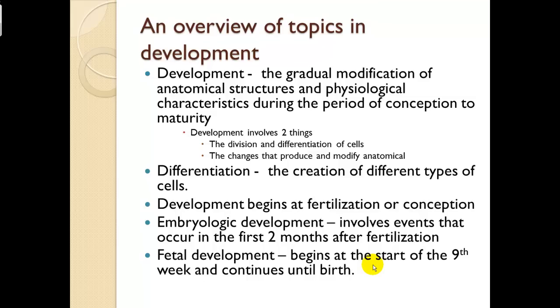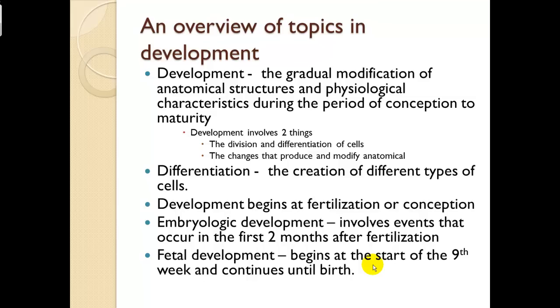Development involves two things: the division and the differentiation of cells. When the cells differentiate, essentially they come from the same stem cells. As these stem cells develop and differentiate, they become more specialized: the heart, the lungs, the liver, intestines, connective tissue, and so on. And the changes that produce and modify anatomical structures. Differentiation: the creation of different types of cells.